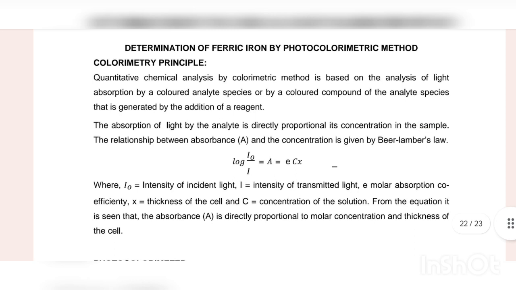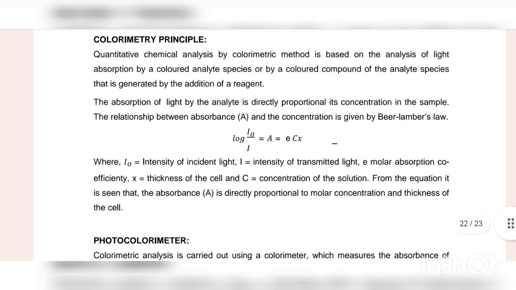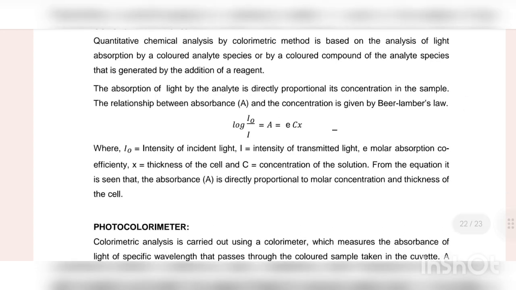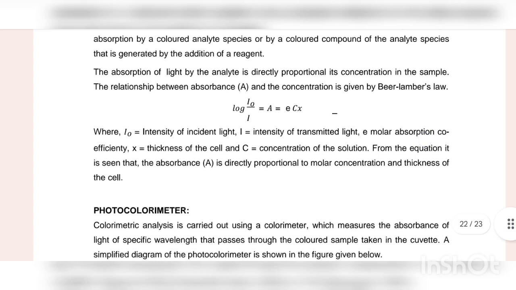So the basic principle behind this absorption or photocolorimetric method is, you know, the Beer-Lambert law, which is nothing but log I0/I = A, which is otherwise equal to εCx. Here ε is the molar absorption coefficient, I0 is the intensity of incident light, I is the intensity of transmitted light, and A is the absorbance.